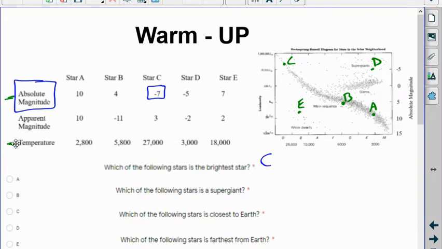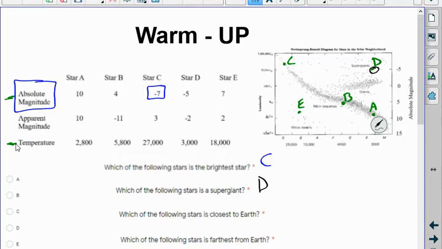Okay. Then we look at which of the following stars is a supergiant. That's why I did this in advance, as I have right there. I can see star D is a supergiant. So the answer is star D.